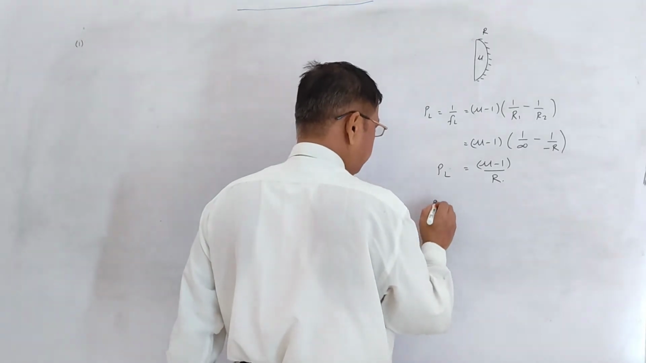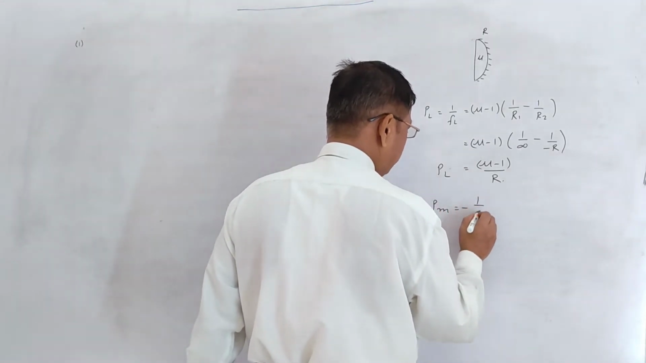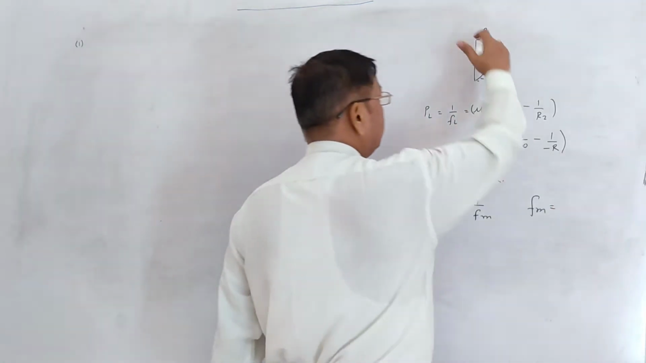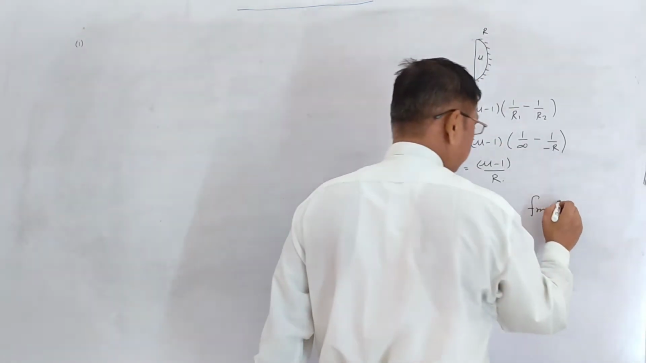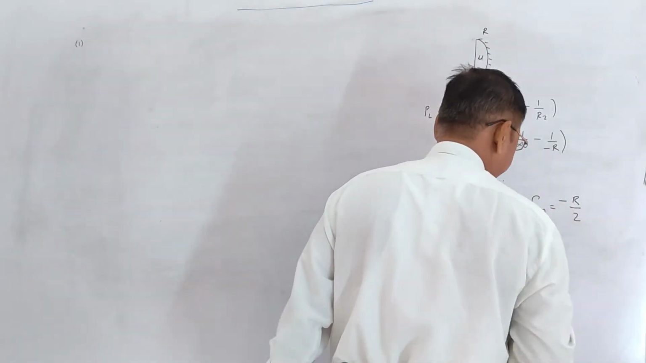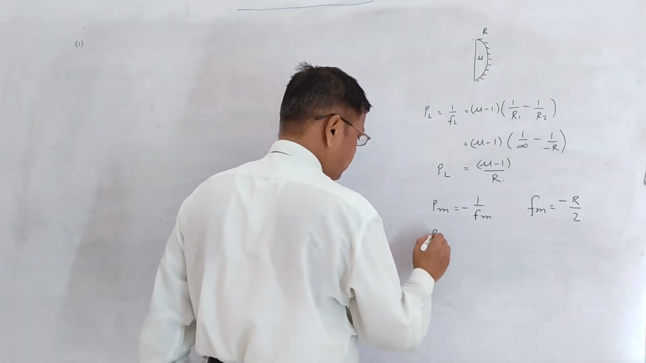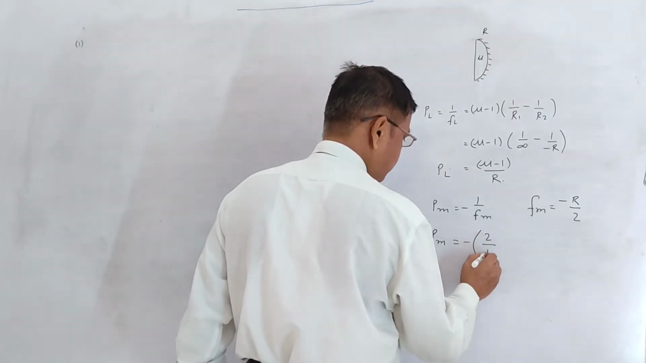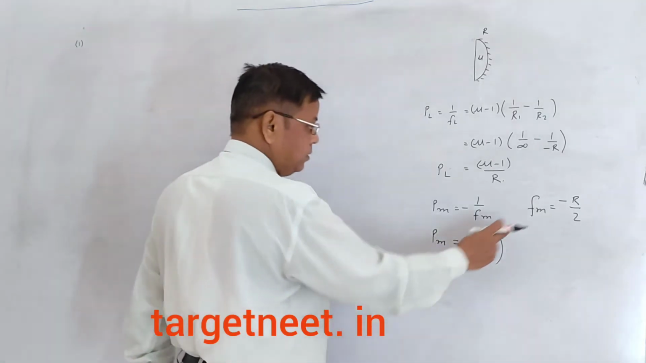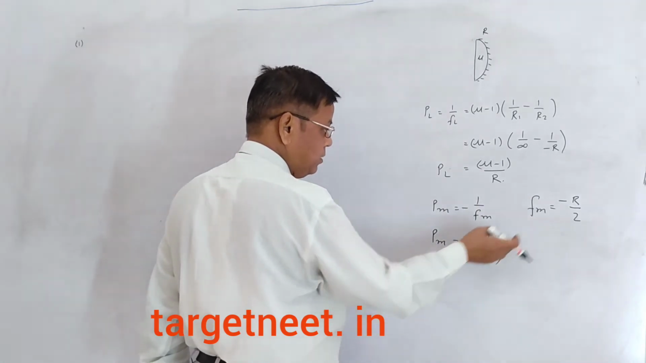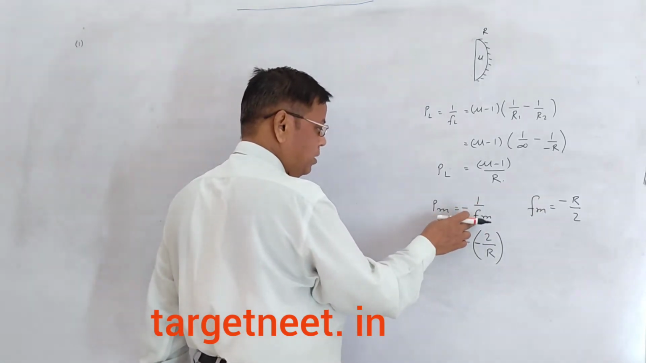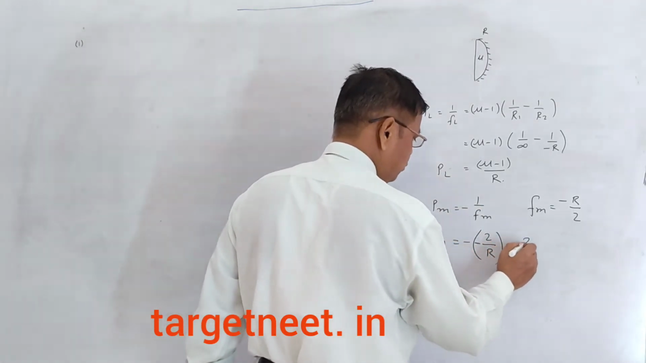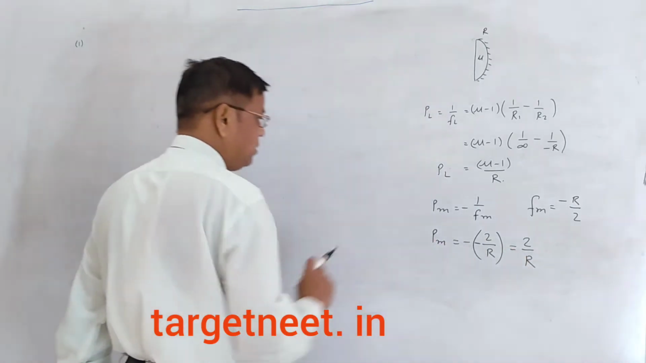Now power of mirror is minus 1 upon f of mirror, and in this case f of mirror is radius by 2 and radius is negative, so it is minus r by 2. So if I put here, it is minus 2 by r. This minus here, and I put it here, so r by 2 goes up, so this minus becomes plus, so it is 2 by r. So power of mirror is this.